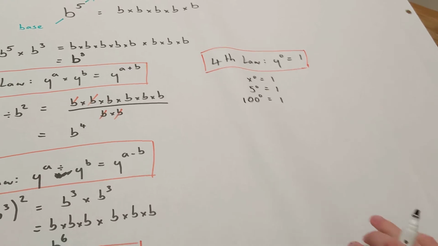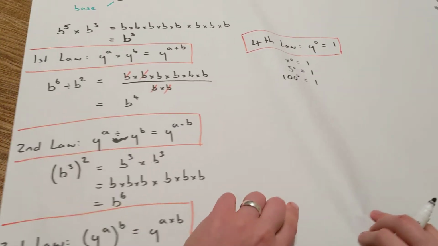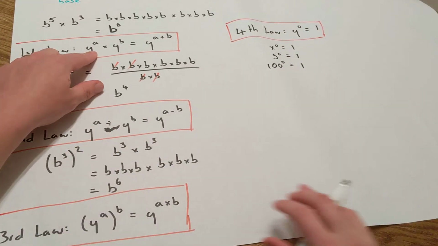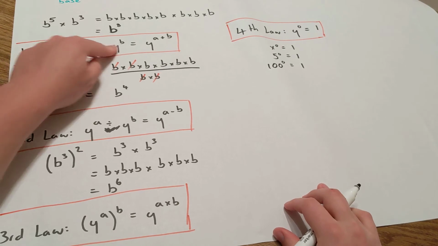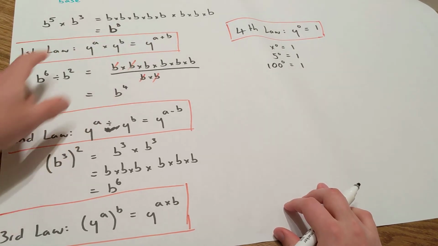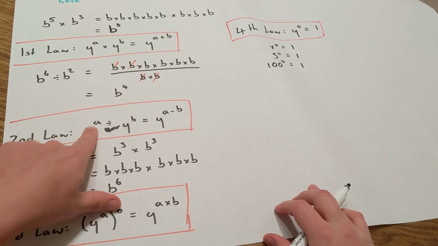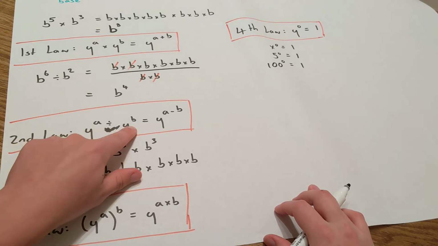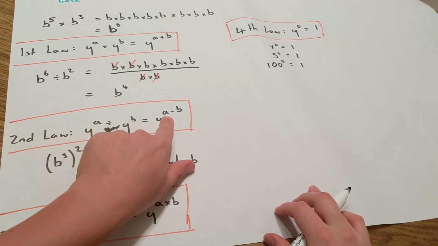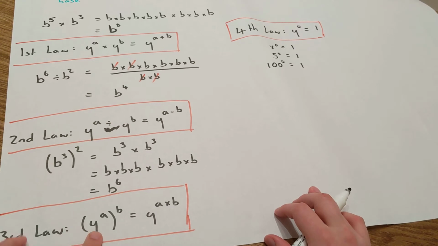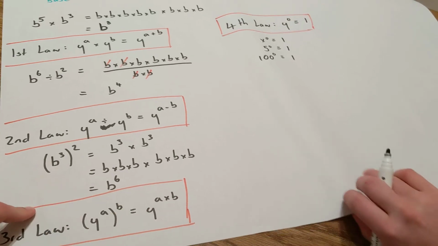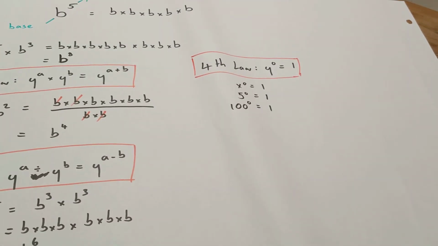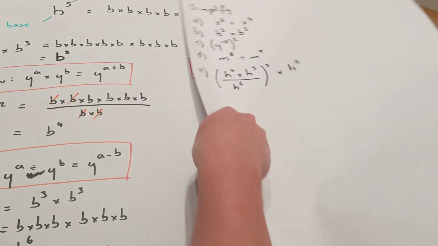Right, so that's us gone over the laws. Okay, so first law, y to the a times y to the b equals y to the a plus b. Second, y to the a divided by y to the b equals y to the a minus b. Then third, y to the a to the power of b equals y to the a times b. Now, let's look at some questions that cover that.